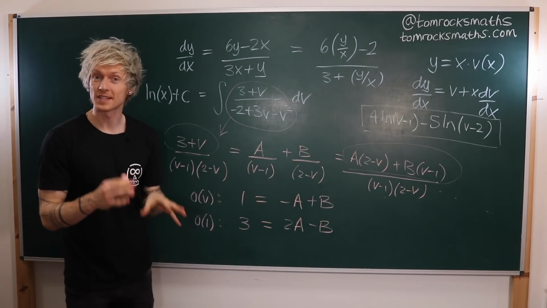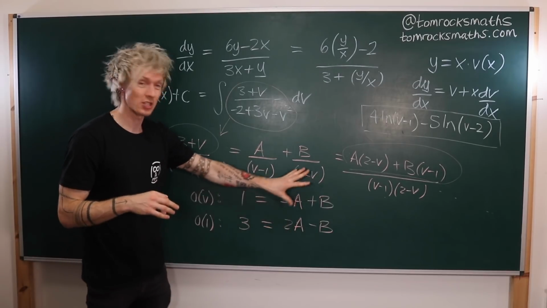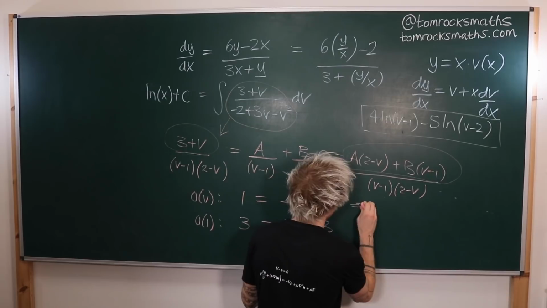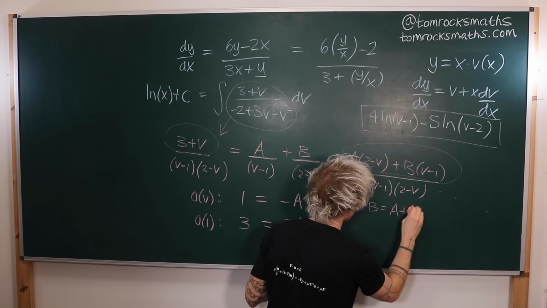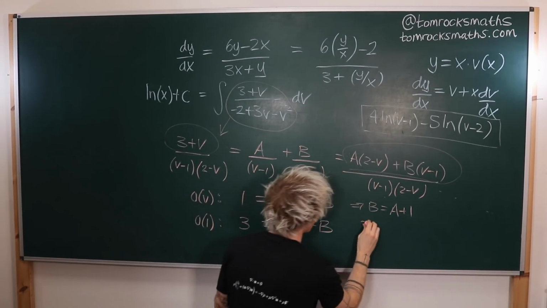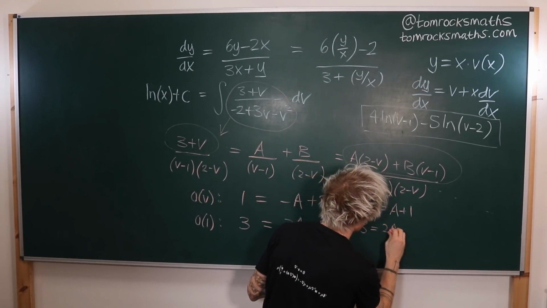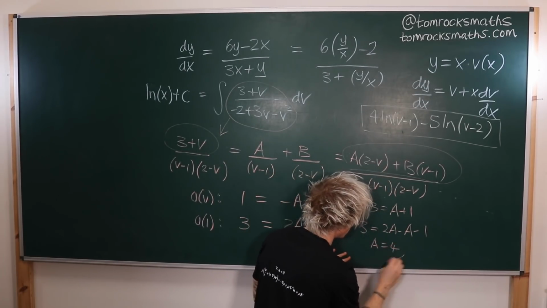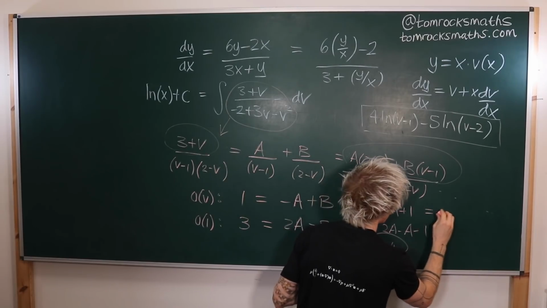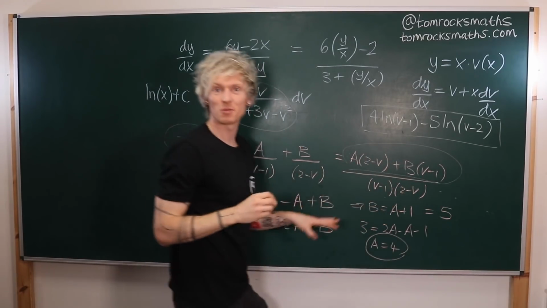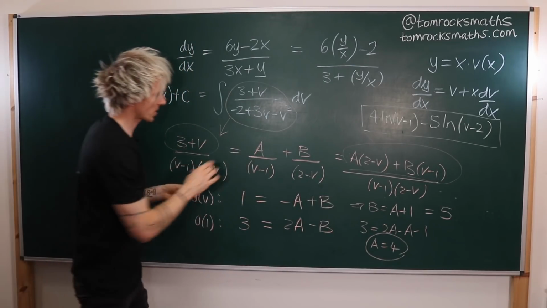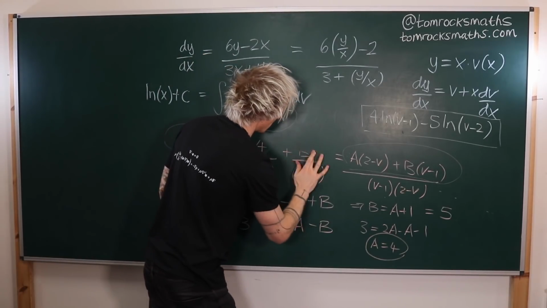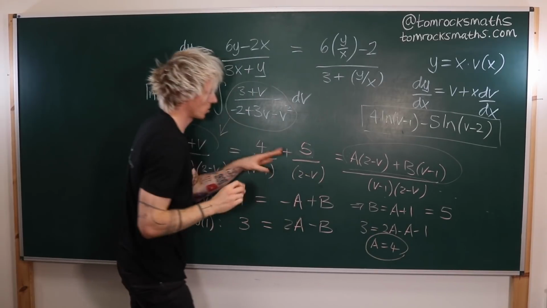This is now a series of simultaneous equations. We have 2 equations and 2 unknowns, A and B. So we can solve this. The top one says that B is equal to A plus 1. Plugging that into the bottom, we get 3 must be 2A minus 1. So therefore A is 4. That bottom equation, plugging that in the top, tells me that B is equal to 5. So our partial fractions are going to be 4 over (v - 1) plus 5 over (2 - v).